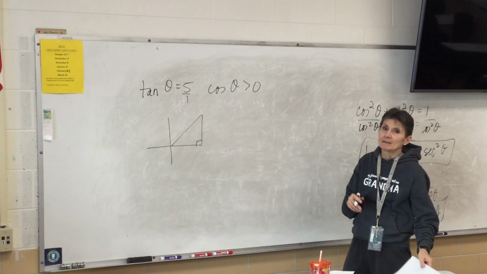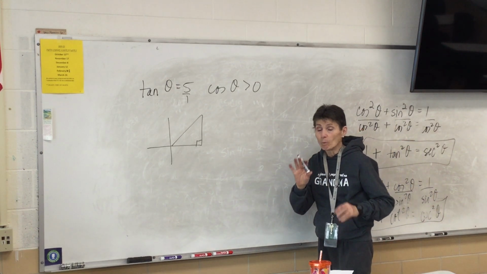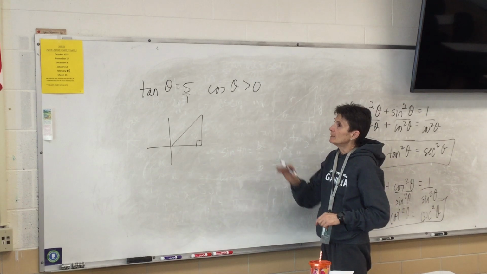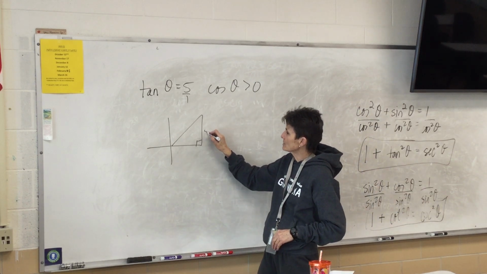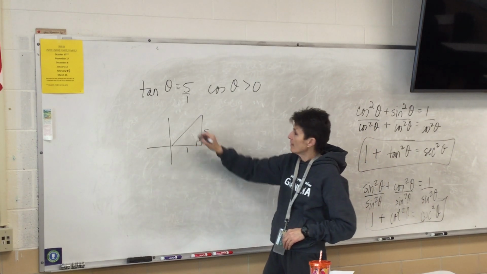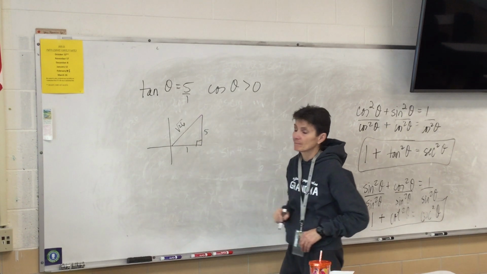Now, I see a point of confusion, potential. I'm going to draw a picture of the angle whose tangent is 1, and this would be root 26.